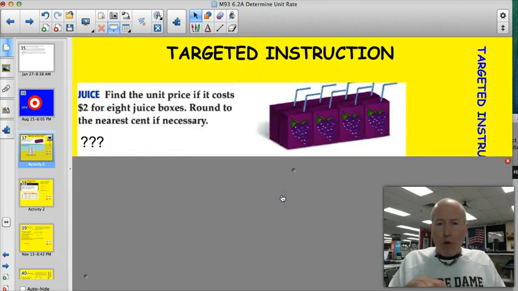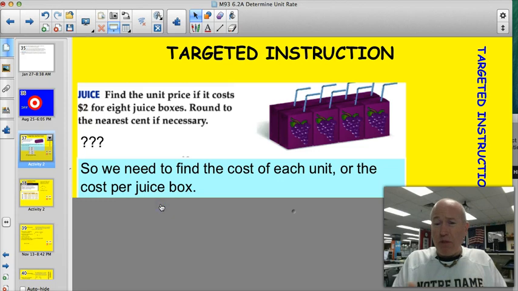Find the unit price if it costs $2 for 8 juice boxes, and round it to the nearest cent if necessary. All right, well, here's a unit rate question. And I put a bunch of question marks there because, first of all, I'm kind of scratching my head going, what the heck? Unit rate, price per unit? What are they asking for? And I think that's the first thing we really need to do in a unit rate question: determine what the question is specifically asking for. They want to basically know how much the cost of each unit, or each juice box, is.